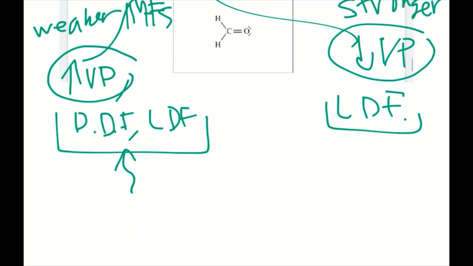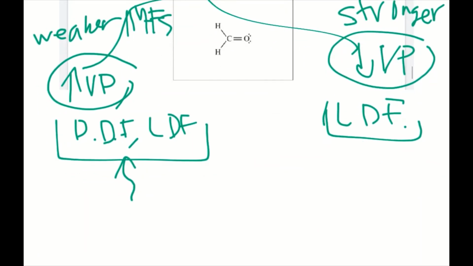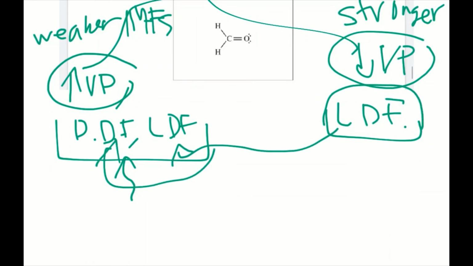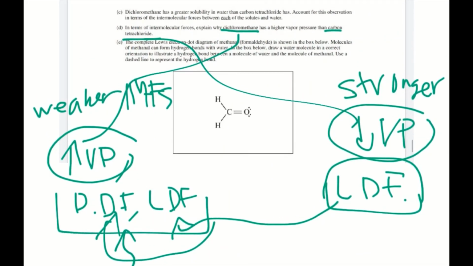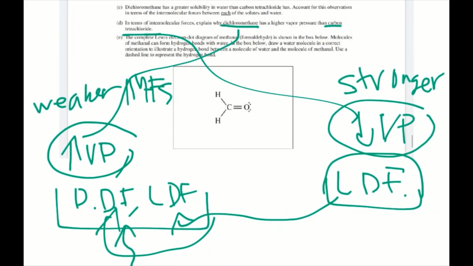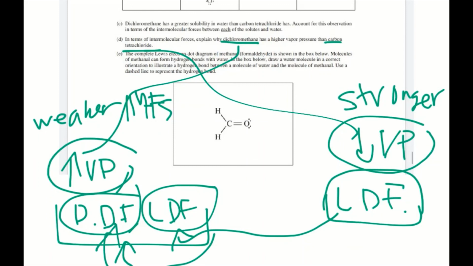Well, the thing is that for high molar masses, sometimes the LDF can be so high that it trumps both of these IMFs. So in this explanation, you could say that the London dispersion forces in carbon tetrachloride are stronger than the combination of the dipole-dipole forces and the London dispersion forces of the dichloromethane, and because of that, dichloromethane will have the higher vapor pressure, while carbon tetrachloride will have the lower vapor pressure. So now let's take a look at E.